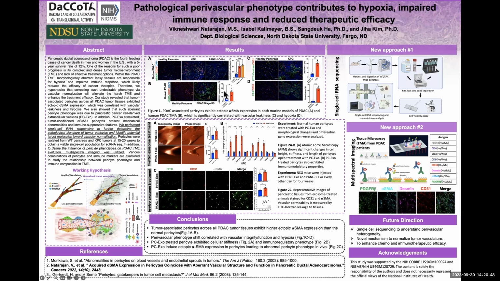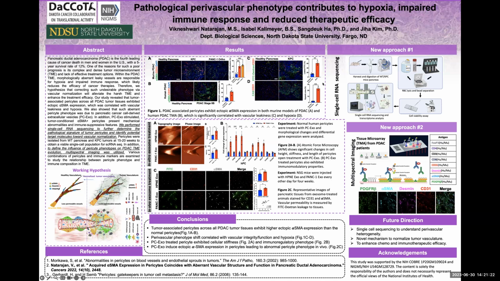As you can see here, lots of green signals. The upper panel here is the mouse model for PDAC tumor, and the lower panel here is the actual human PDAC tissue. You can see lots of green fluorescence from alpha SMA expressing pericytes. Those alpha SMAs are usually considered a marker for cancer-associated fibroblasts or smooth muscle cells, however, not for pericytes. So it's clear that this phenotype is not normal.